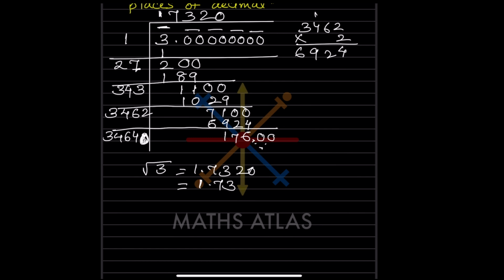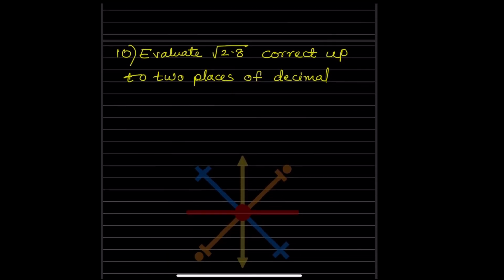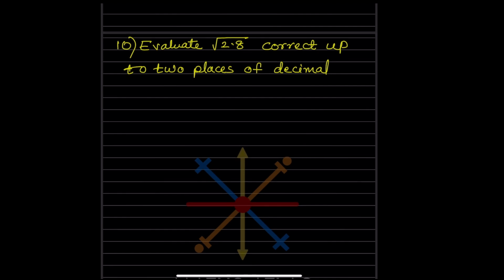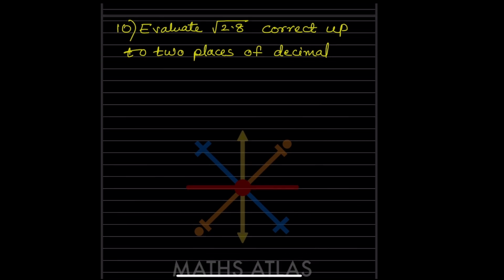So writing this zero is very important. Otherwise, you'll miss the number, the decimals. Now you evaluate 2.8, correct up to two decimals here. So now again you can do the same thing. You can write here 2.80.